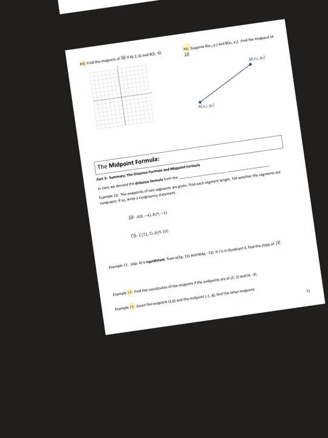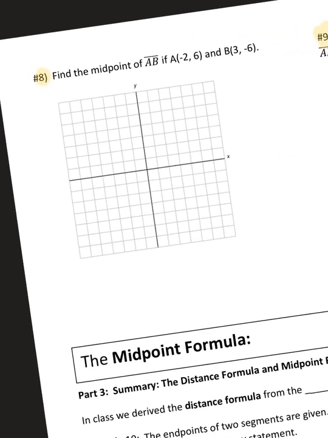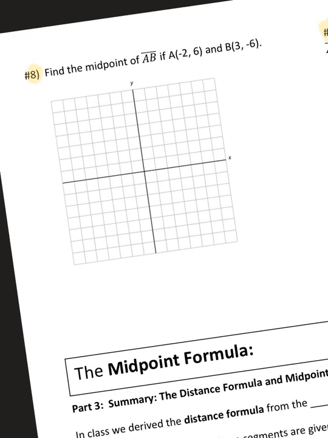Okay, so for number 8, we're going to take a look at number 8. It says find the midpoint of AB if A is at -2, 6, and B is at 3, -6. So the first thing we're going to do is go ahead and plot those. So A is at -2, 6, right here. And B is at 3, -6. So we're going to go over 1, 2, 3, down 6, right here. And then we can go ahead and connect AB into a segment.